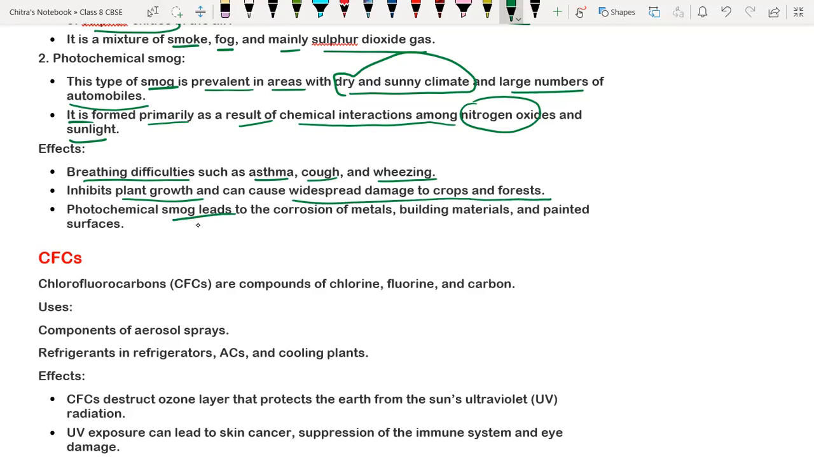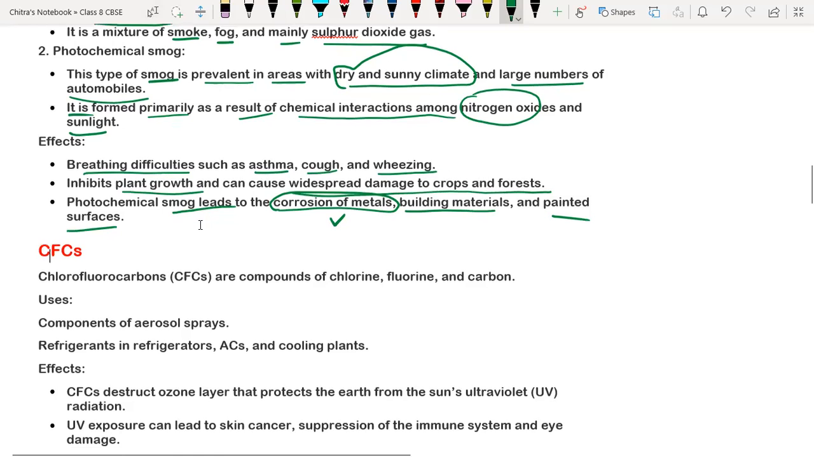Photochemical smog leads to the corrosion of metal because it contains acid. The nitrogen oxide and sunlight react with atmospheric water droplets to form acid, and they cause the corrosion of metal, building material, as well as painted surfaces. They affect them drastically. So both classical as well as photochemical smog are dangerous, and hence they cause air pollution.